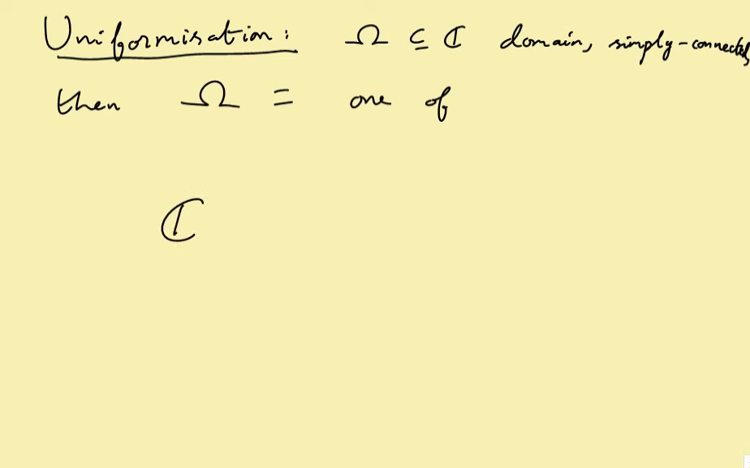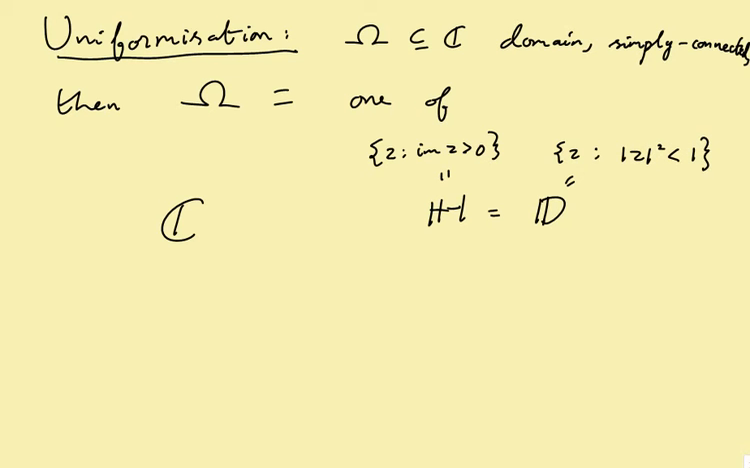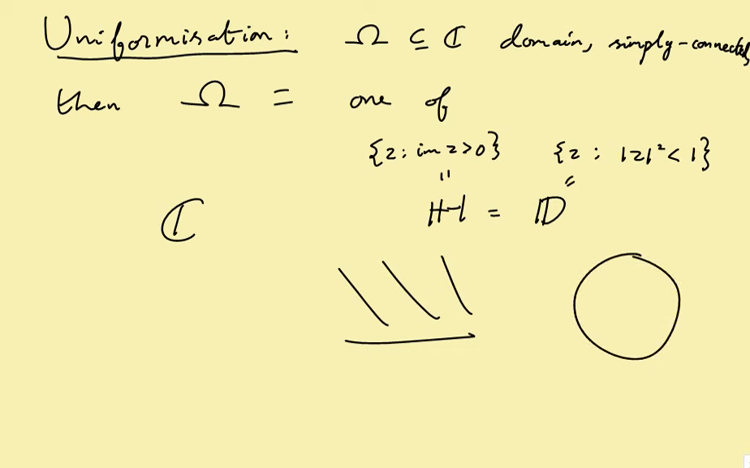Well, it could be C itself, or it could be H, which is also D. Let me be specific here. H is the set of Z such that the imaginary part of Z is greater than 0, the upper half plane, and D is the set of all Z such that mod Z squared is less than 1, which is the open unit disk. Okay, so these are the two possible pictures. This is of course all of the complex plane.